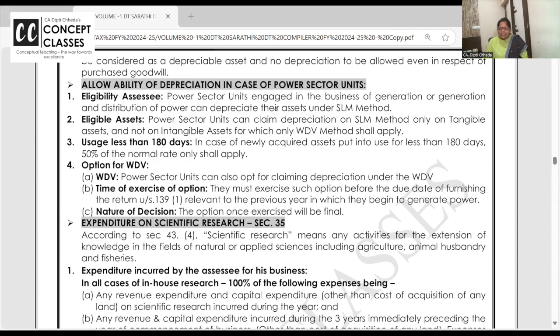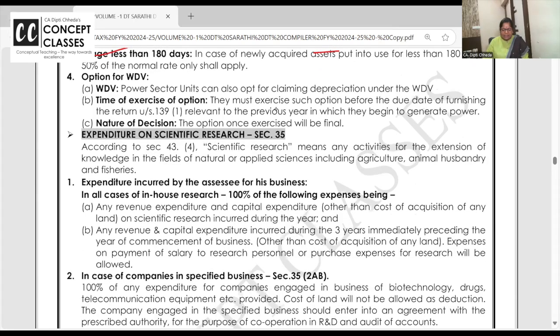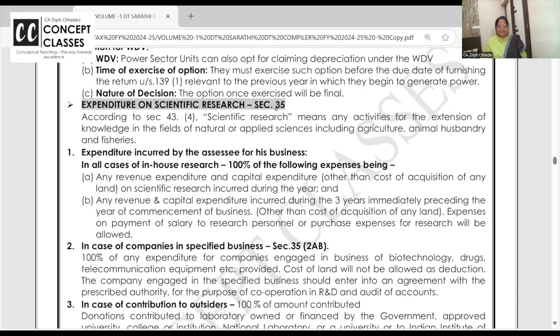Power sector can opt for SLM only on tangible assets. Intangible is WDV, and you have to decide right in the bill. Okay? Right. Now scientific research.